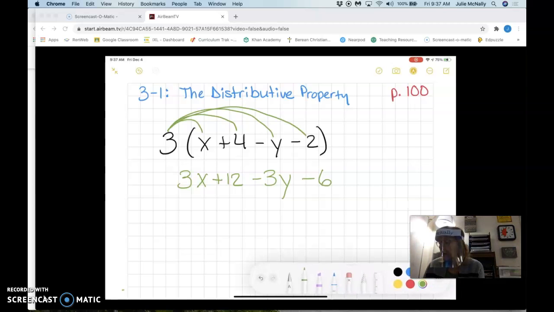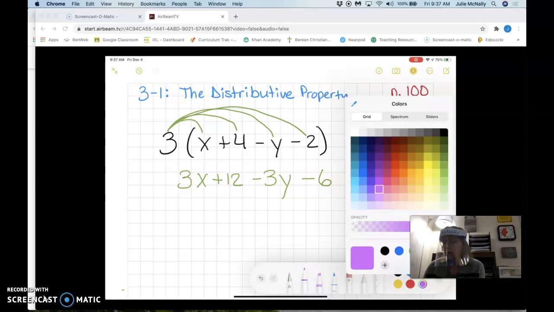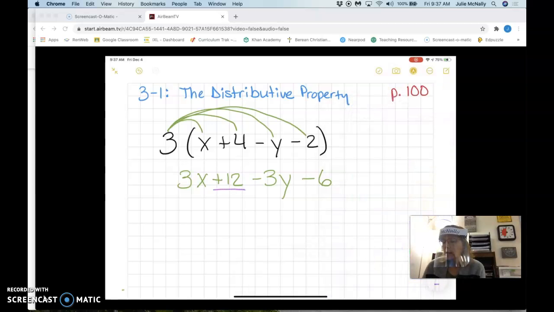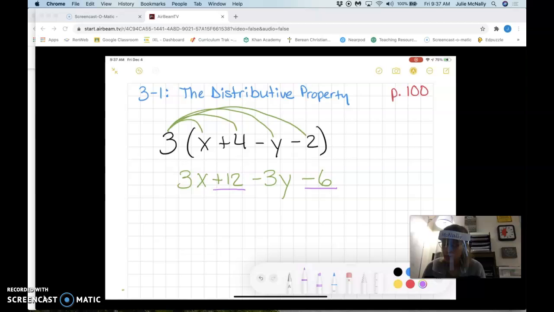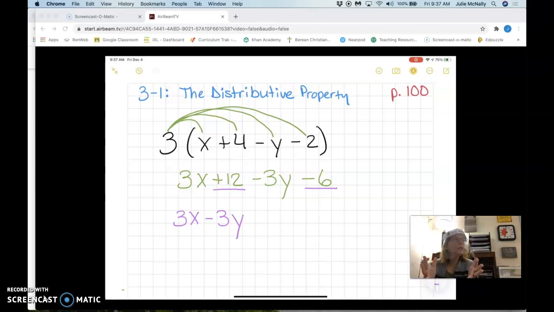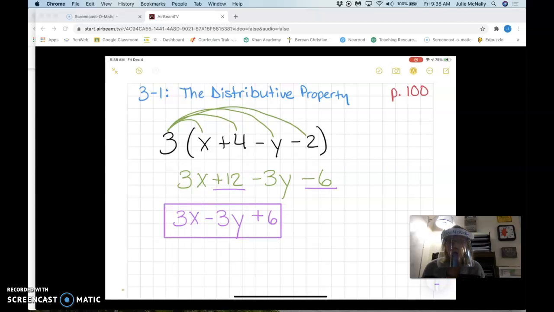Now, since we had so many things to multiply in this one, I notice that I have a couple of like terms. I have some numbers, and I need to put those numbers together for my final answer. So what I'm going to do is write the variables first in ABC order. So I'm just going to bring down the 3x and the minus 3y. And then I'm going to combine my 12 minus 6. What is 12 minus 6? 6. And it's a positive because the 12 is bigger and it's positive. So that becomes my final answer for this long distributive property problem.